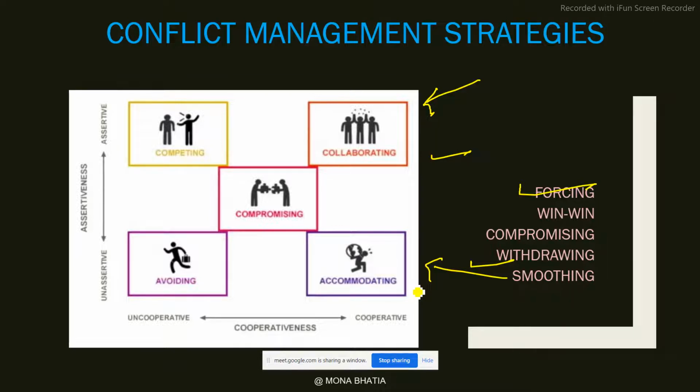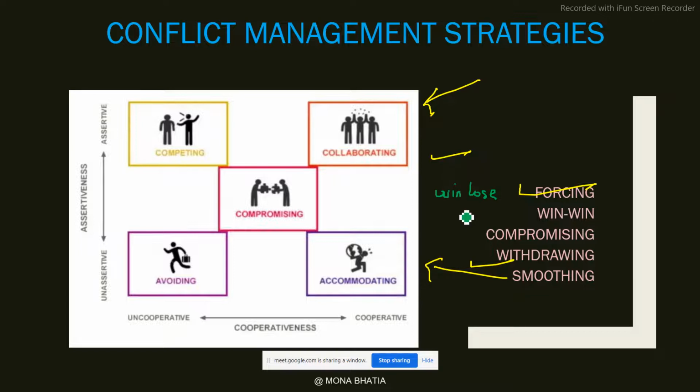So, the forcing strategy is a win-lose situation. Let me change the color here. It's a win-lose situation. Win-win, again, you know that win-win is a win-win situation.